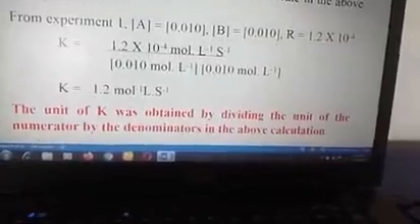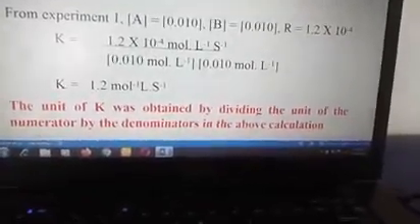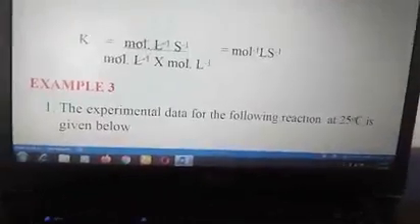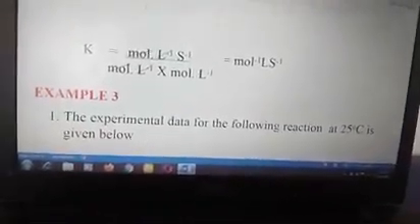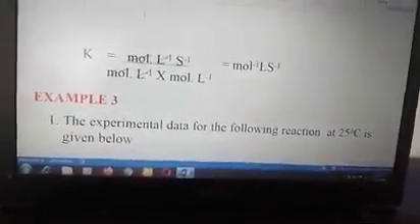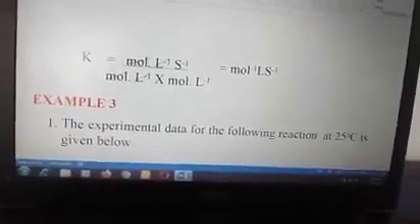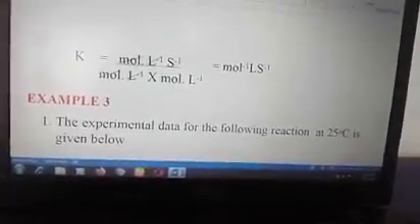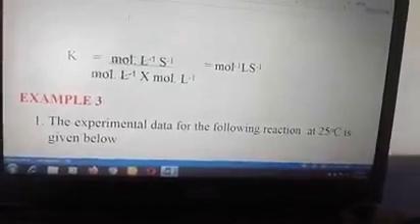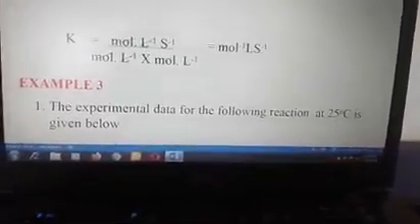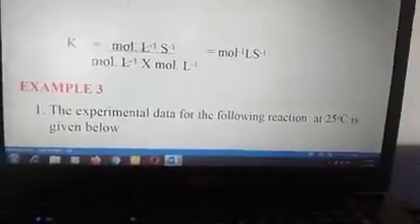Or we just take the unit mole per liter and mole per liter as we have it under the denominator. So you can see mole per liter multiplied by mole per liter. One of the moles cancels one mole, and then per liter cancels per liter. We are now left with per mole liter per second as our unit of concentration.